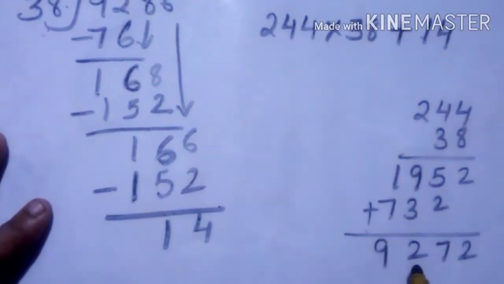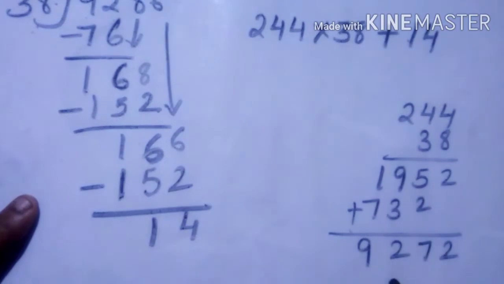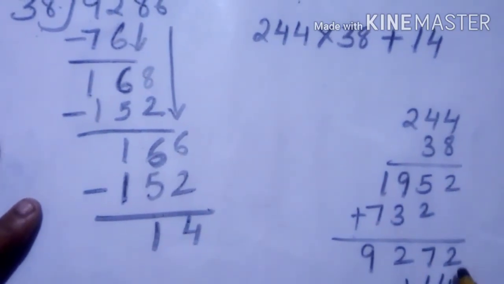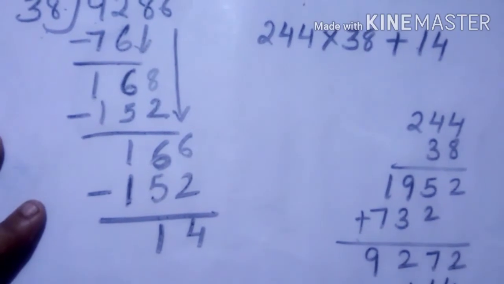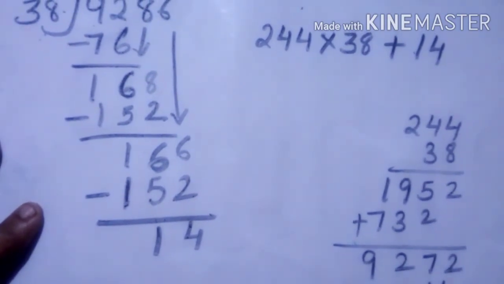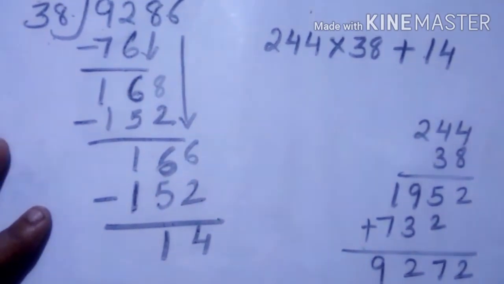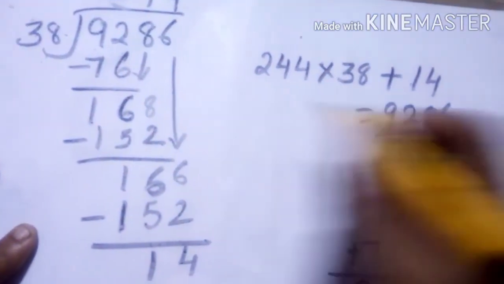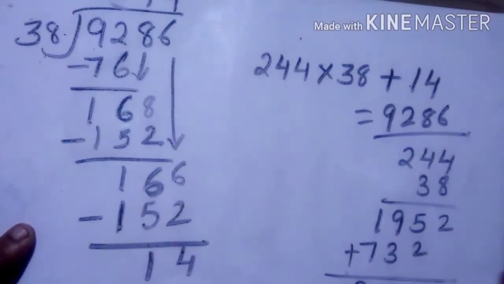Okay, 9272. Now what you have to do? Add 14. So you get 4 plus 2 is 6. 7 plus 1 is 8. 2, 9. So you got the answer 9286, which is the dividend. So your answer is correct.